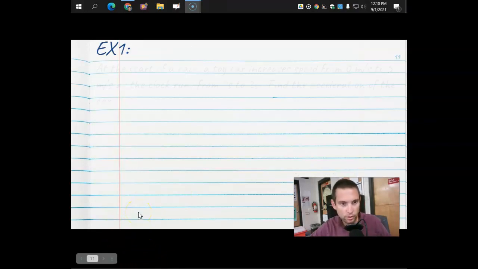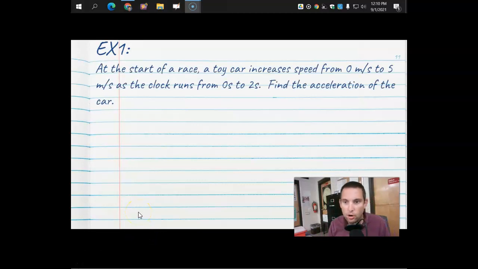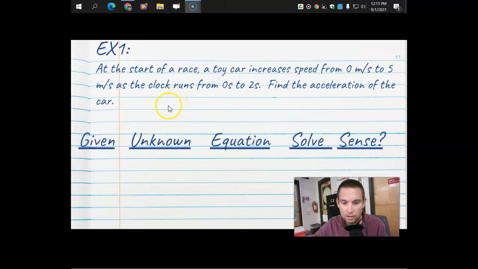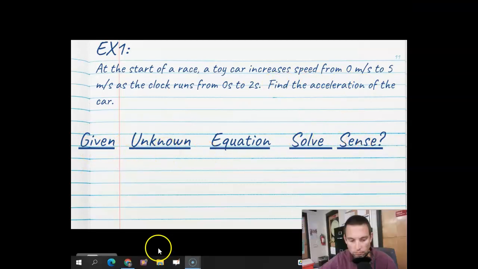All right, on to our example problem. At the start of a race, a toy car increases speed from 0 meters per second to 5 meters per second as the clock runs from 0 to 2 seconds. Find the acceleration of the car. As we move forward with this class, it's going to get more and more difficult to figure out what the question is asking you. So I am proposing a problem-solving method where we GUESS. G-U-E-S-S. We write down our given information, we write down the unknown information, we write an equation that relates these two, or two equations, whatever the case is. We solve, and then we ask ourselves, does it make sense?